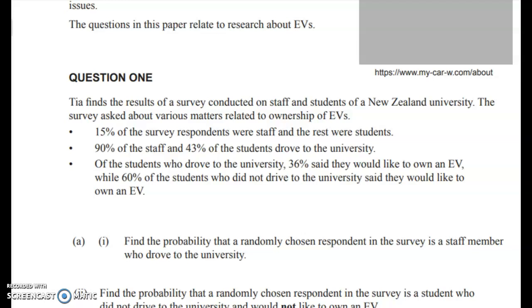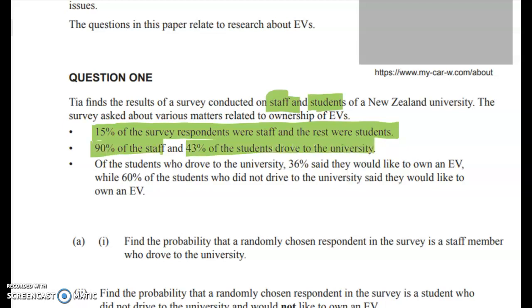So Tia finds the results of a survey conducted on staff and students of a New Zealand university. Straight away, we can see that they're probably going to be our two groups. And the survey asked about things related to ownership of EVs. So 15% of the survey respondents were staff and the rest were students. Then we've got 90% of the staff and 43% of the students drove to uni. So straight away you should be thinking, I'm going to do this with a tree diagram, okay? Because a table is going to be messy.